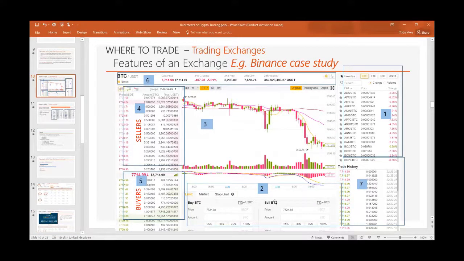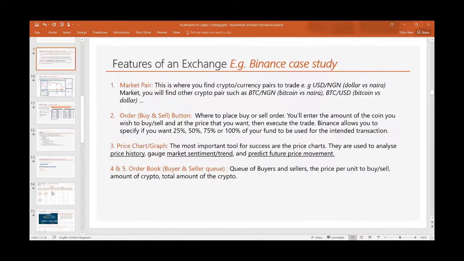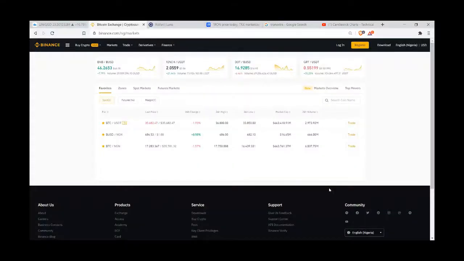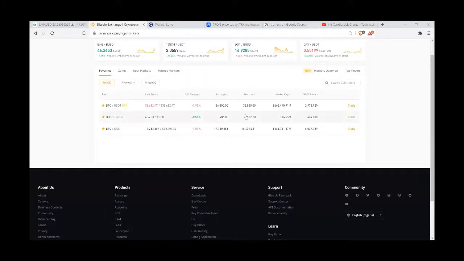Okay, so number 2, we're looking at the buy button. We said the buy button is where you place your buy and sell orders. And I want to go to the Binance website now. Let me share my screen on the Binance website. Share screen, new screen. I'm on the Binance website now. Whether you're on the app or the website, it's the same.